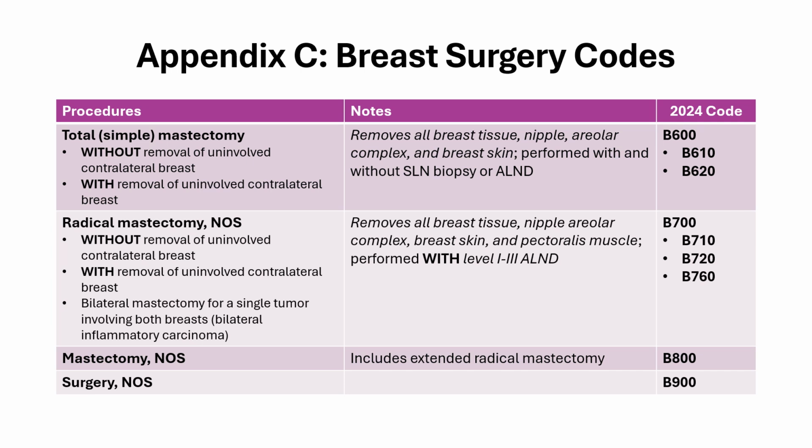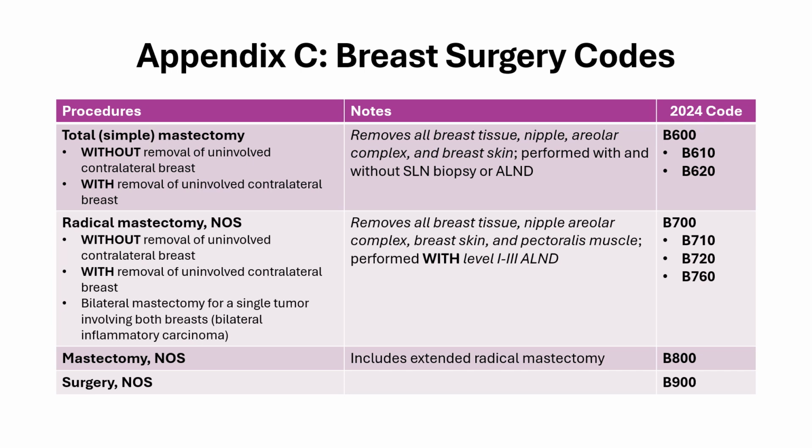Now, code B760 is used when there's a bilateral mastectomy for a single tumor involving both breasts. Typically this is seen in a bilateral inflammatory carcinoma situation. Code B800 is just mastectomy NOS. You cannot code it to anything else, or it is an extended radical mastectomy. So if it is an extended radical mastectomy performed, code B800.